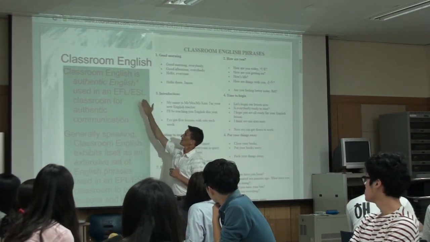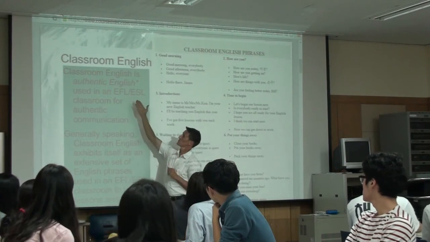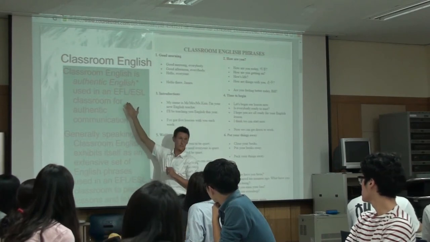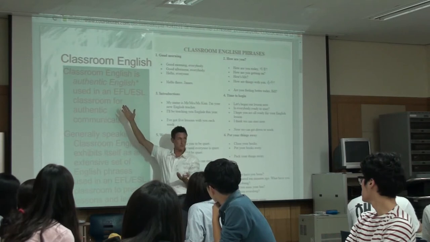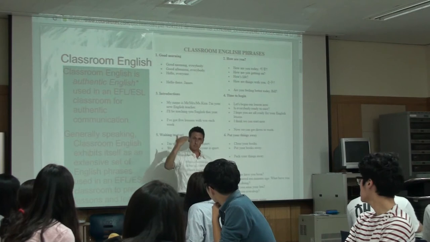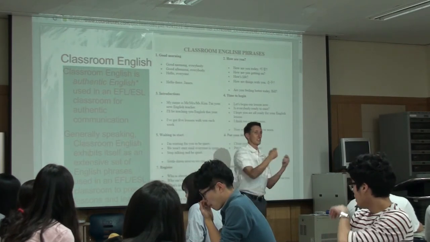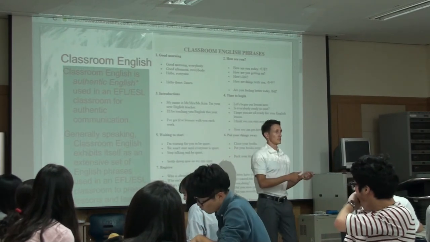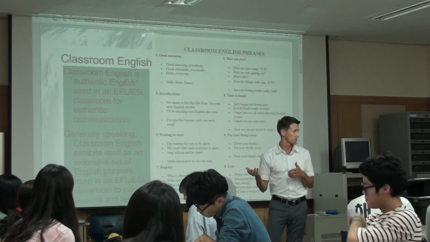So classroom English is using authentic English and authentic materials in a classroom for authentic communication, which means that we are not using English for teaching English. We are using English to do things or to learn other subjects.